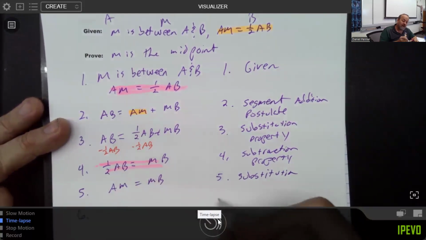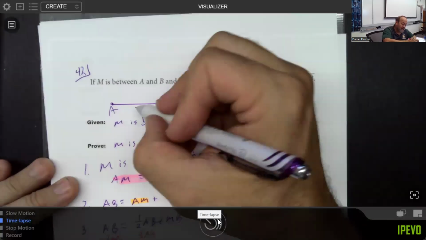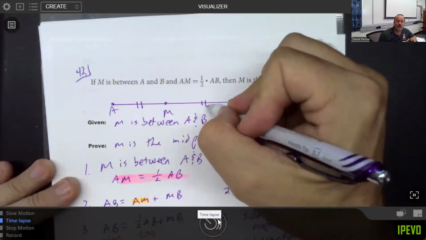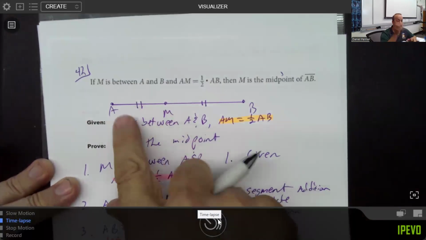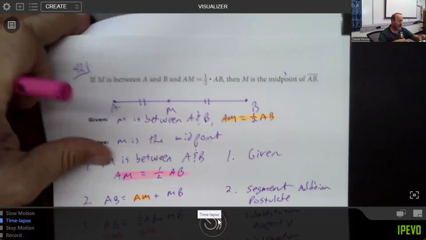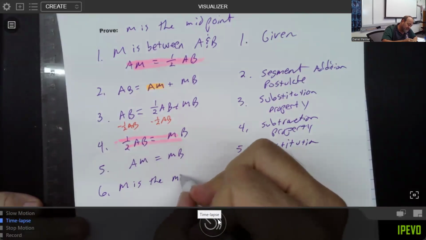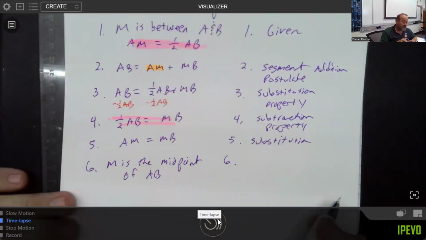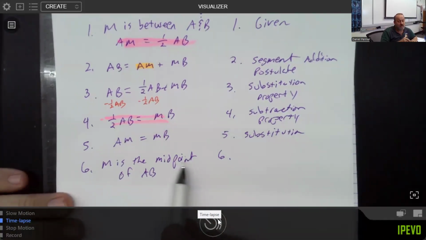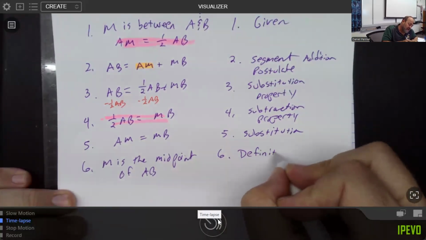And that leads me to my very last statement. If AM right here is in fact perfectly the same as MB, that means that M must be smack dab in the middle. If that's 8 and that's 8, that puts it dead center. And so I am now going to be able to conclude that M is the midpoint of AB. And this is a really super important thing to know: whenever you use words like this, that are not your average everyday language, typically what follows them is the definition of that word.